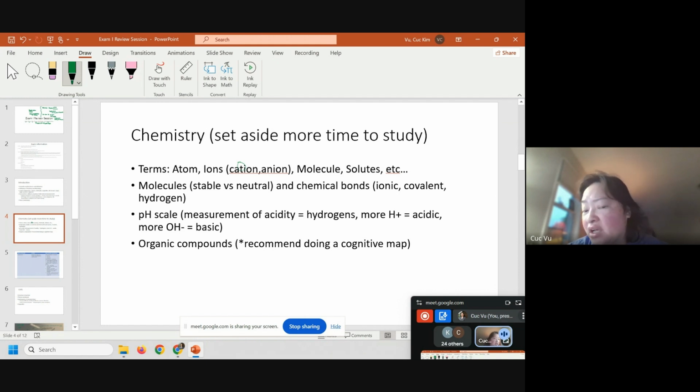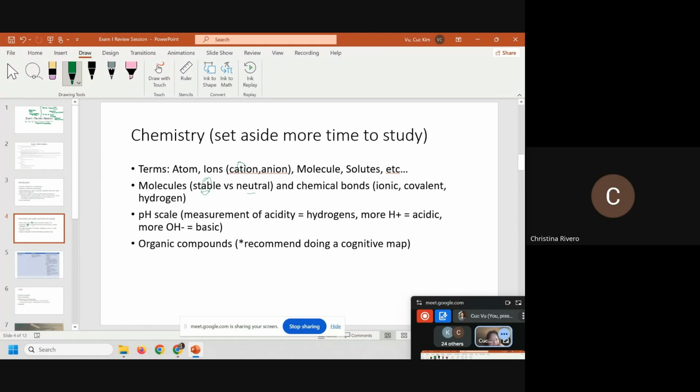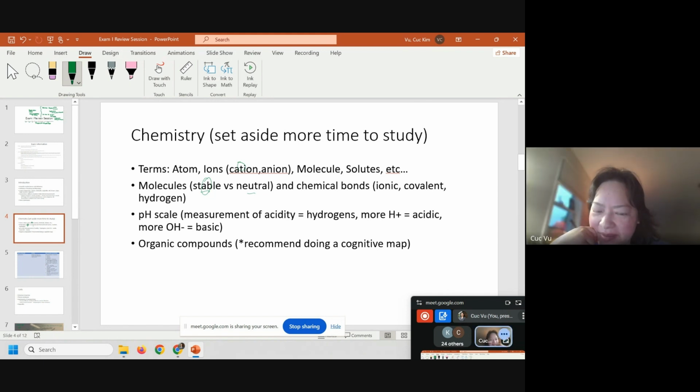Know what solutes are, what solvents are, and all the other terms within chemistry. Be able to know what a molecule is and the state of the molecule. Is it stable? Is it neutral? What do molecules prefer to be? Stable or neutral? Stable. Very good. They prefer to be stable. What does stable mean? That all of the valence electrons are full in the outermost shell because they want to be stable. That's right. Yep.